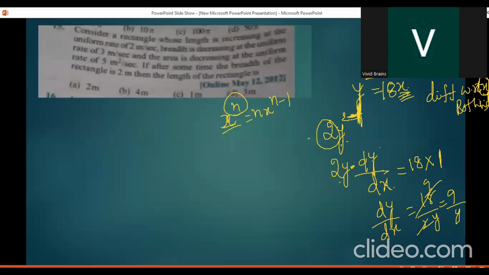Let us observe the next question. In this directly we are taking length and breadth. Here those two are very important. Here one more rule is coming in differentiation. So here area is equal to L into B. Only this I am saying, I am not substituting those. So L into B, right? How do you differentiate? What are they asking? Observe. If after some time breadth of the rectangle is 2 meters, then find the length.